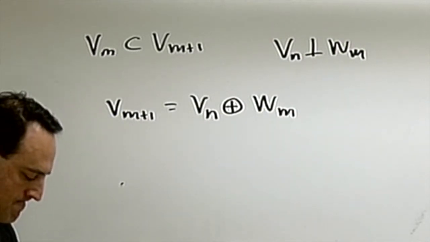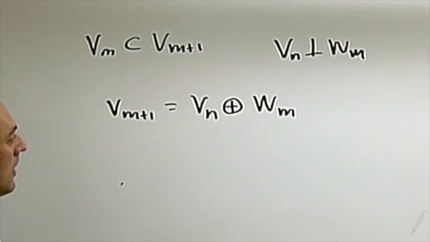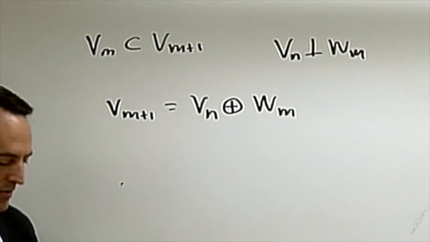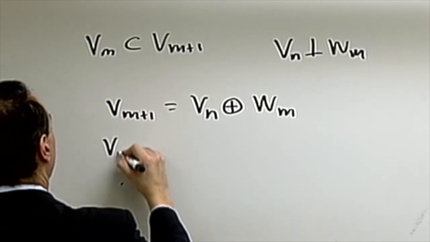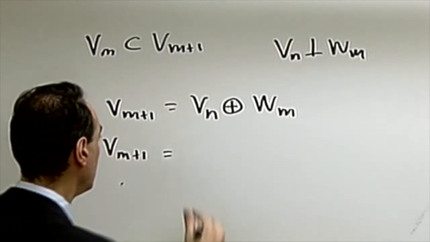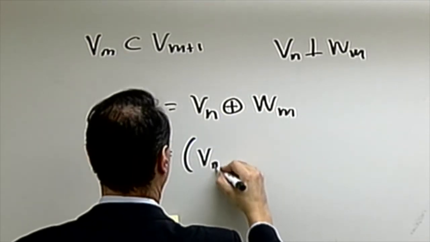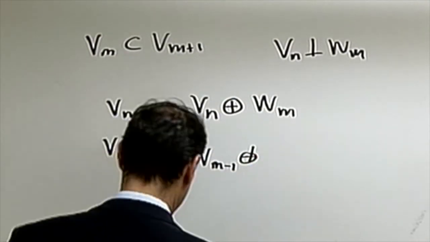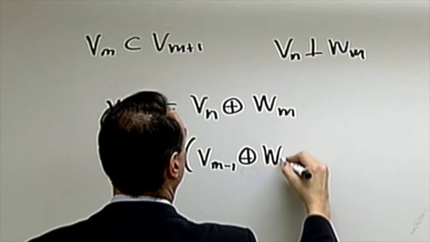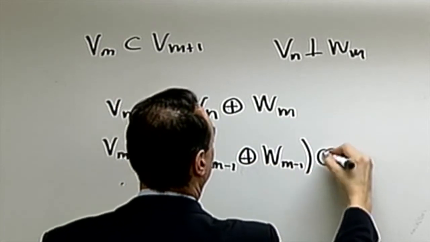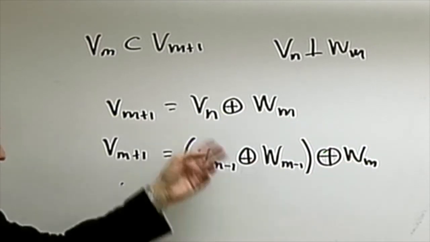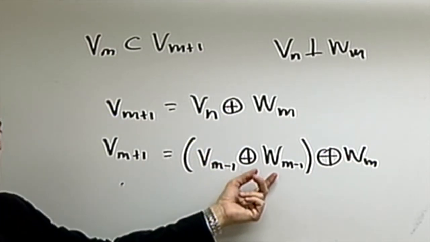Okay? All right. So that's how we think about getting from one to the other. By the way, we can continue this. What makes up V of n? Well, that's actually V of n minus 1 with its orthogonal complement. It's made up of a space V of n minus 1 and its orthogonal complement.